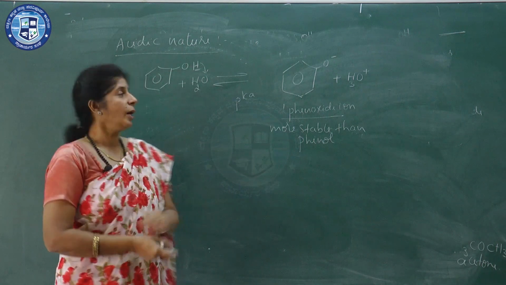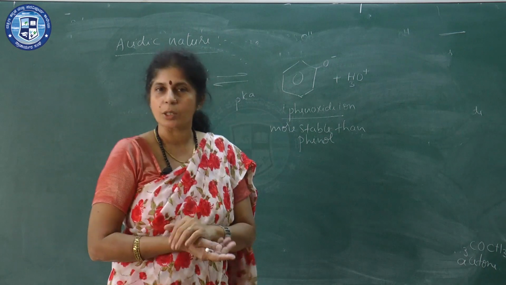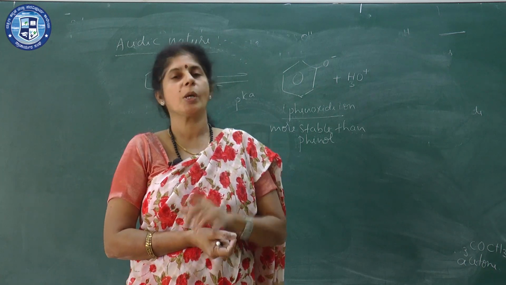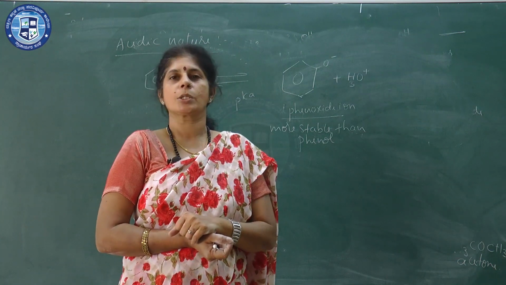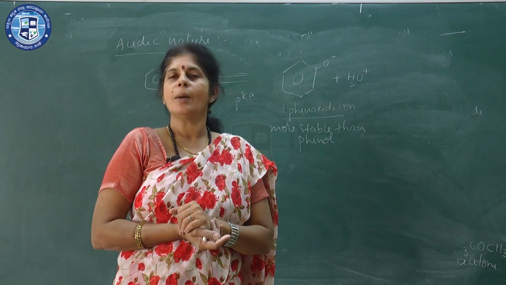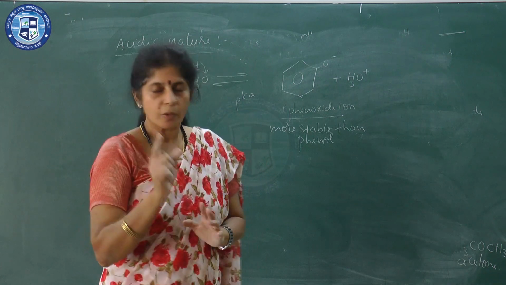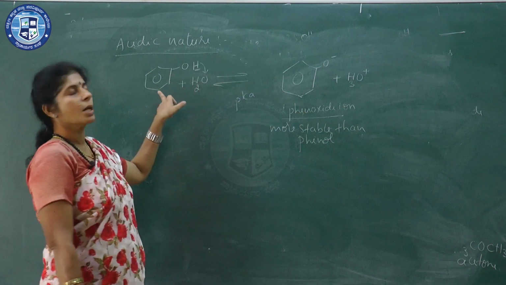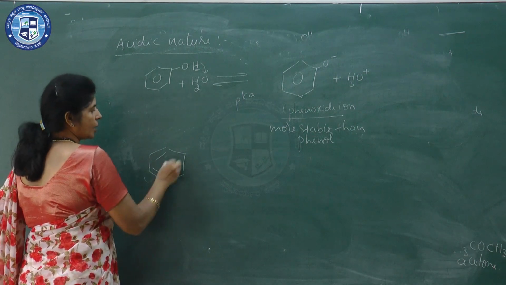Now how to say that phenoxide is more stable compared to phenol? The explanation is done by using resonance structures, because in aromatic compounds resonance is possible. If we are able to write more number of resonance structures for any organic compound, as the number of resonance structures becomes more and more, the stability also becomes more. So we have to write the resonance structures for phenoxide and also for phenol. Let us write the resonance structures for the first one, phenoxide ion.